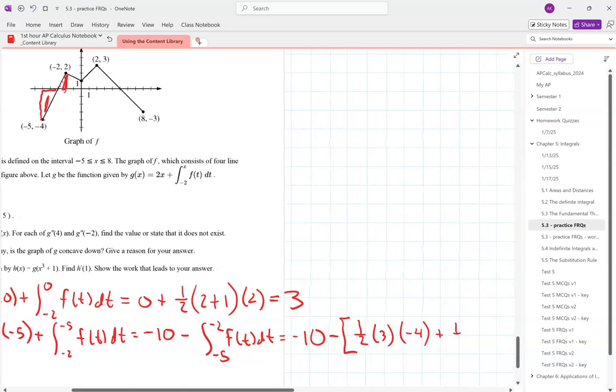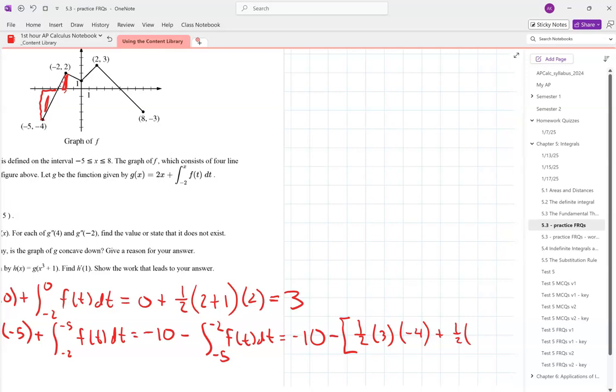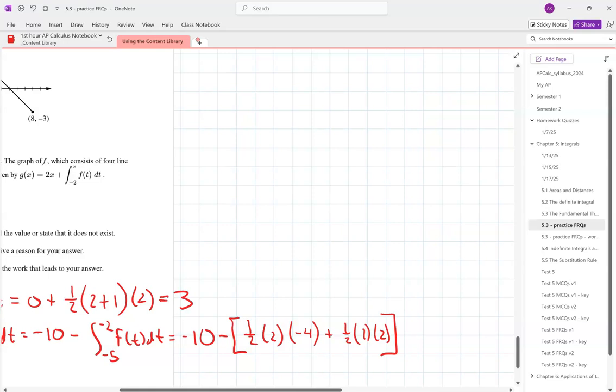And then plus 1/2. The other triangle, my base is, wait a minute here. My base of that triangle isn't 3, is it? It's 2, right? 1, 2. Goodness, great googly moogly. The base of my other triangle is 1, and its height is 2. So that becomes -4 plus 1. So this inside becomes -3. So -7 minus -3 is, I'm sorry, -10 minus -3 is -7.